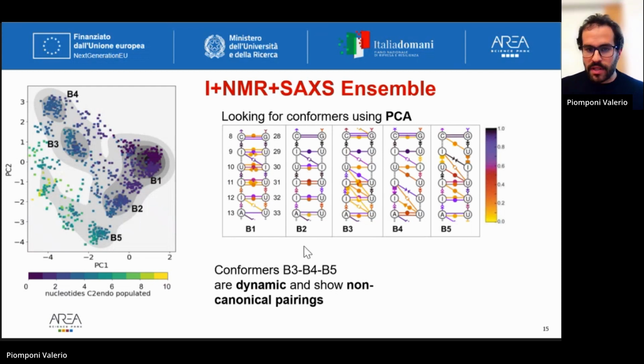So the darker they are, the more they are populated. If you look at these conformers, B1 and B2 look like standard A-form helix with canonical pairings, whereas the other 3 conformers, B3, B4, and B5, show dynamical pairings and non-canonical pairings also. For example, if you look here, you have these black arrows. That means that this contact is 100% populated, and it's a contact between 2 inosines that are not aligned in the sequence, that are in a complementary position. I will go back to this later.